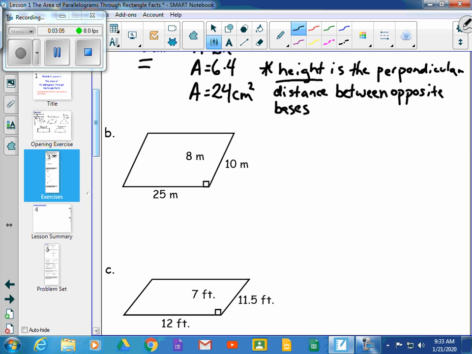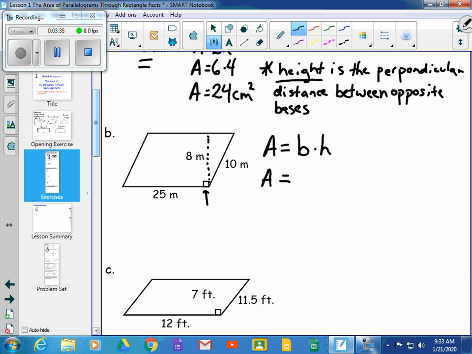If we were to do B, I'm going to fill in the dotted line here. We can see that 25 is the length of the bottom, 10 is the length of the side, and then 8 is the perpendicular distance between the top and the bottom. We know it's the perpendicular distance because we're provided that right angle symbol. So if I was to solve that, I would first start with the equation: area equals base times height.